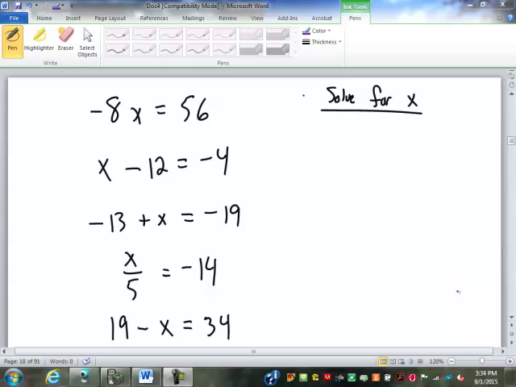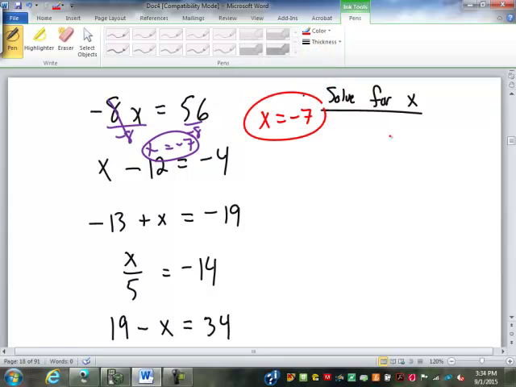Okay, quite a few people are looking around like they have these done. So let's take a look at these. This first one up here, what are we going to do? We're going to divide it by -8. That'll leave us with x. We've got to divide this by -8. 56 divided by -8 is -7. Good. So x equals -7.